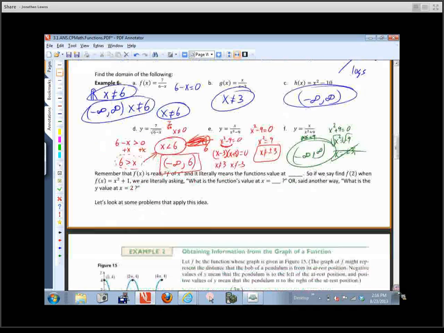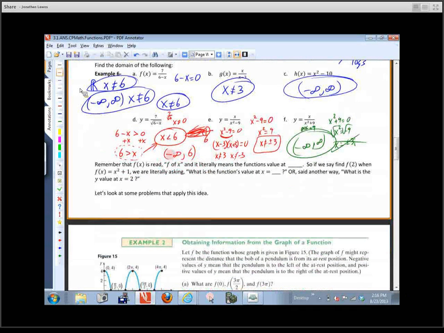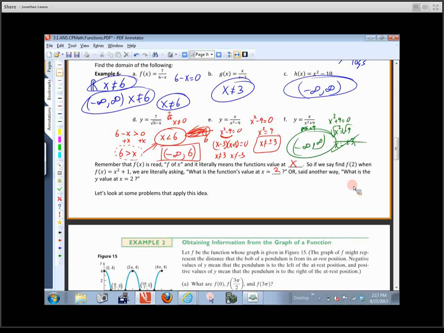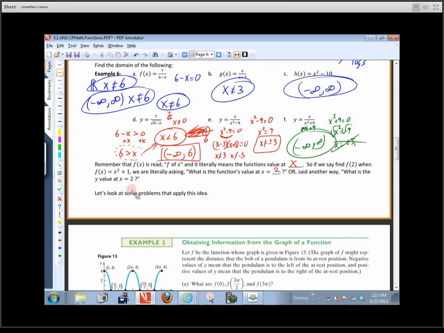Okay? All right. So, couple things we want to remember, and I'm hoping I can get through one more example and then we'll be done. So remember, f of x is read f of x. It literally means the function value at x. So if we find f of 2 on this function right here, we're literally asking, what is the function value at x equals 2? If I say find f of 2, we're saying, what is the function value at x equals 2? What is the function value when I go to 2 on the x-axis? What do I get when I plug in a 2? Or another way to say that, because function values are y values, is what is the y value at x equals 2?